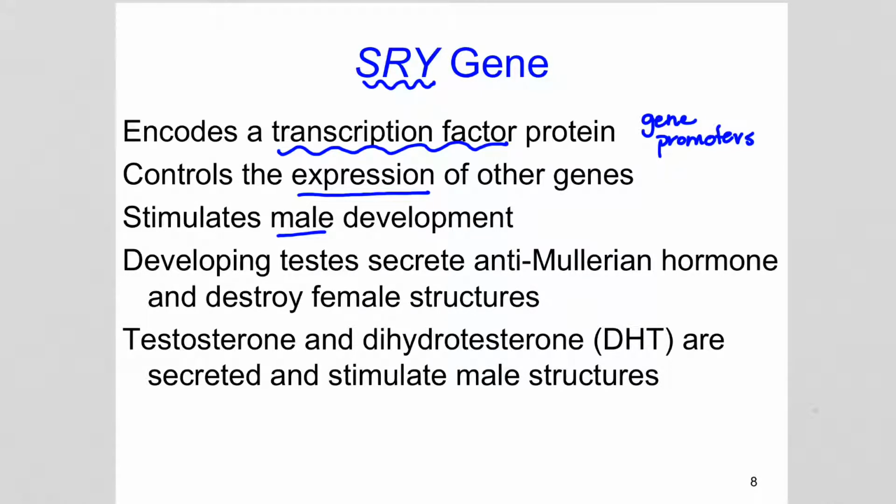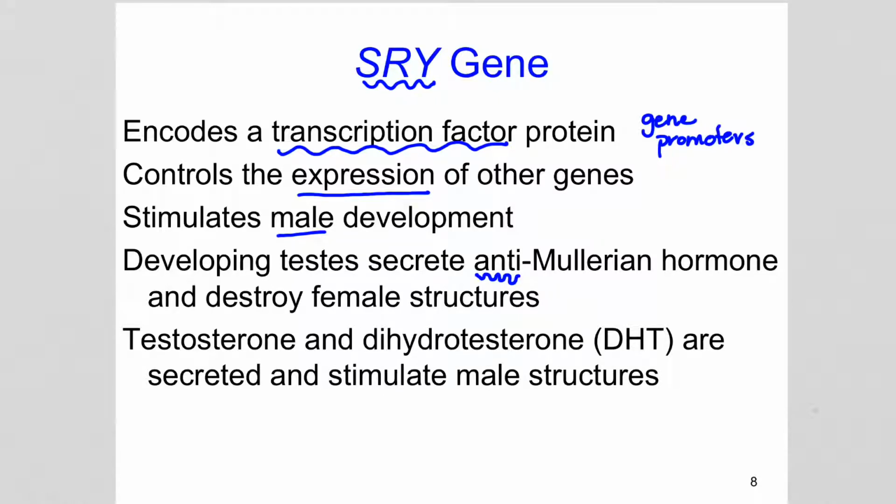So some of the hormones that are produced by the developing testes include what's called anti-Müllerian hormone. And that anti-Müllerian hormone, when present, actively destroys the female structure. So it destroys those Müllerian ducts, and if the Müllerian ducts can't be around, then all that's left is the Wolffian duct system to go on and develop.